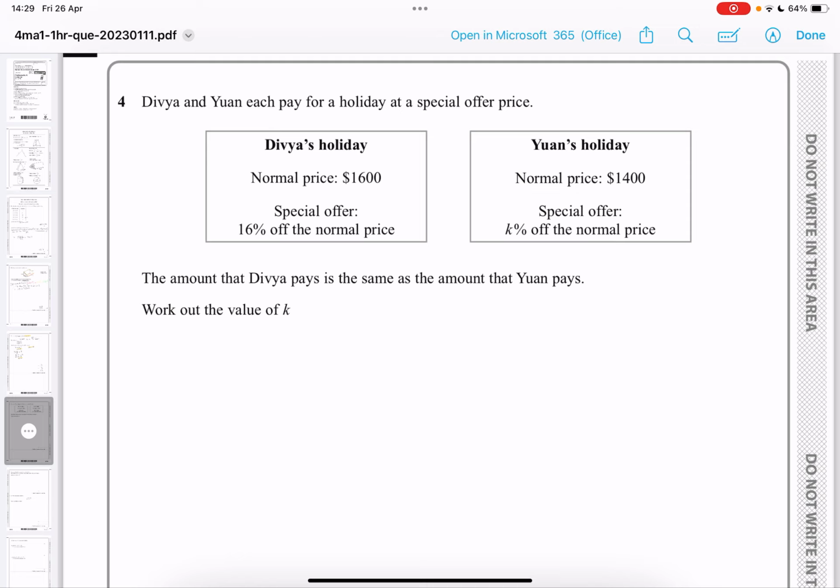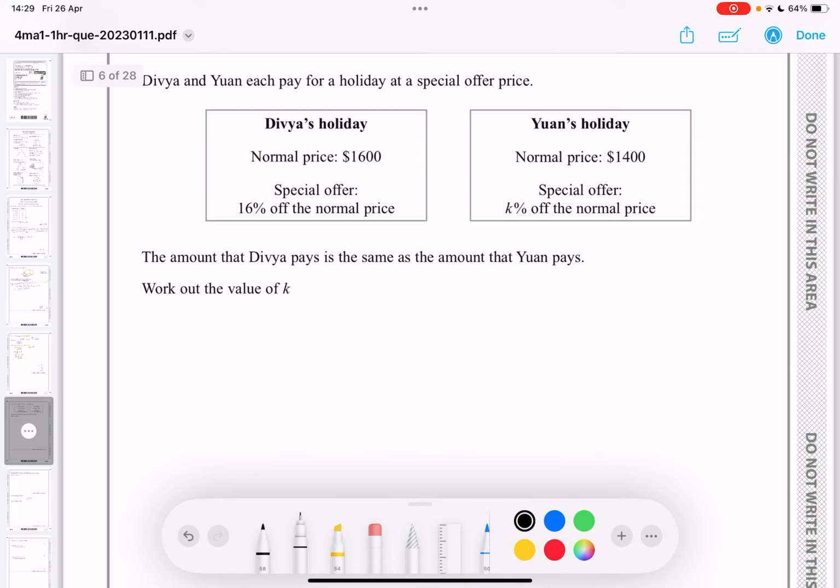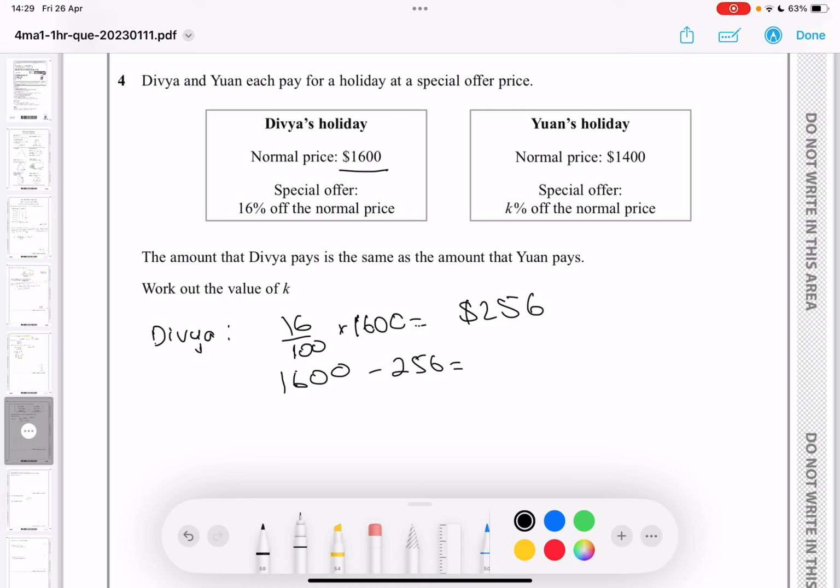Okay, so let's first work out how much Divya pays for a holiday. The normal price is 1,600, but she's paying 16% off the normal price. So let's first calculate what 16% of 1,600 is, and that's going to give you an answer of $256. But she's paying this much less than 1,600 because there's a special offer, so you have to subtract that and you get an answer of 1,344. So Divya pays 1,344 for her holiday.